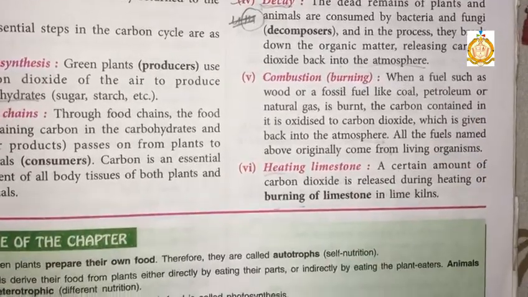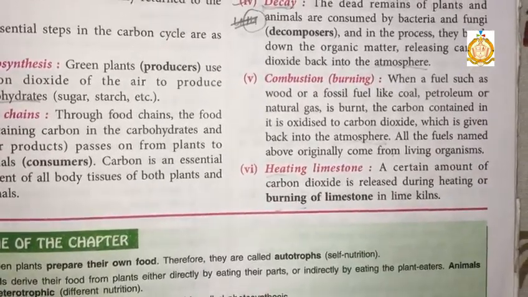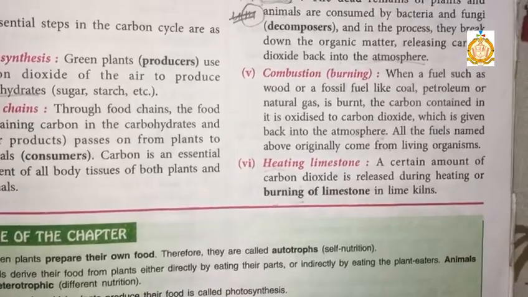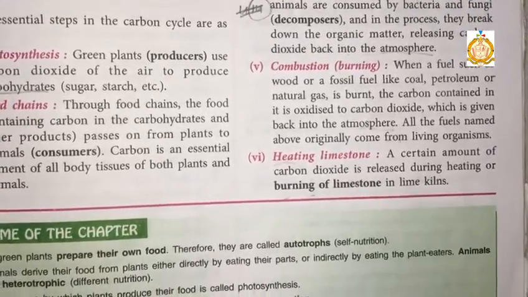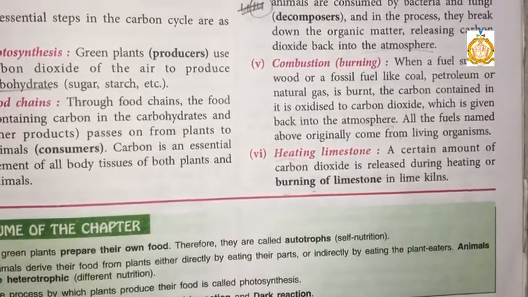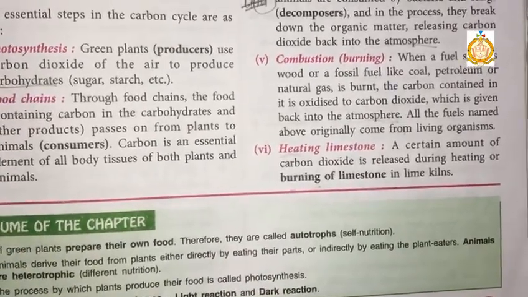So this was the carbon cycle, meaning we take oxygen from the plants and we give out carbon dioxide to them, and in that way we are interdependent on each other. So this was the topic. Hope you understood. Thank you.